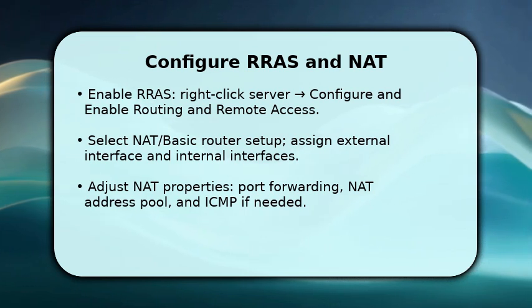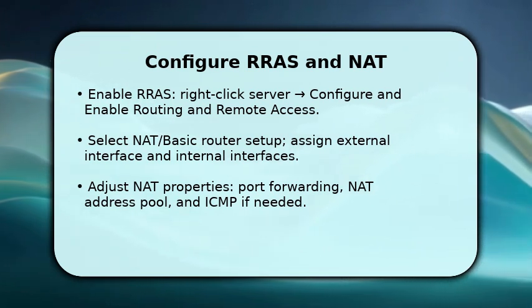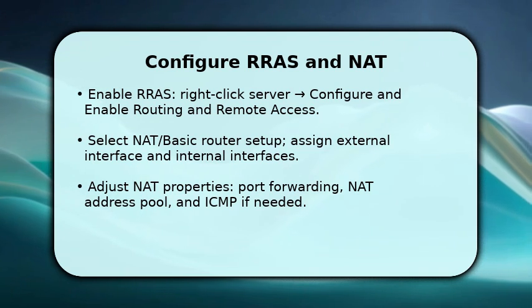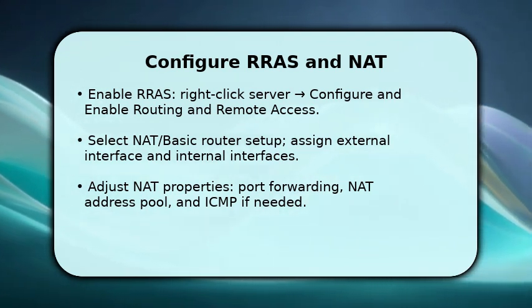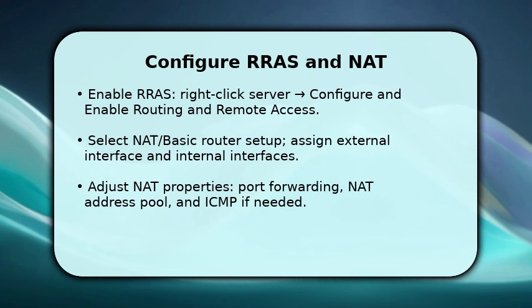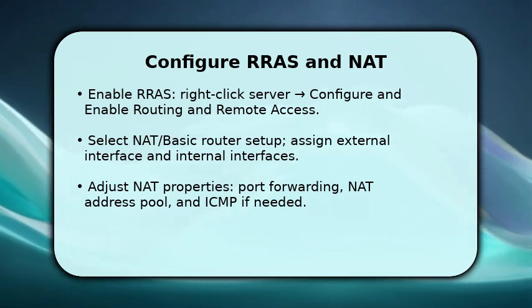Designate the external interface as public and mark it as NAT enabled, then add the internal interface as private. Configure NAT address pool or use internal DHCP and set port forwarding rules for services you need exposed.